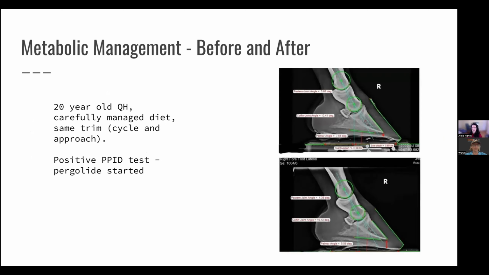All right. So this is the case that I mentioned when we first started talking about metabolic issues. This was a 20-year-old quarter horse. He had a very carefully managed diet. I'd been trimming him for 2 years at this point when we got the top radiograph taken. He had the same cycle, same kind of trim approach. We hadn't really found something to get him comfortable.